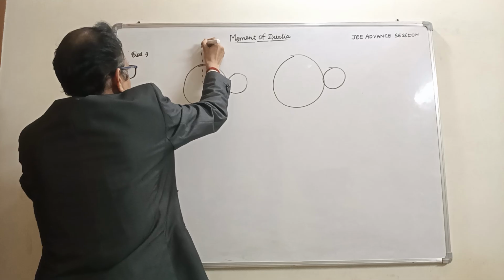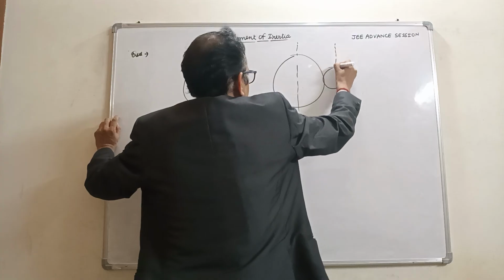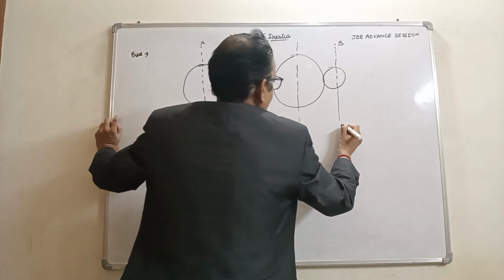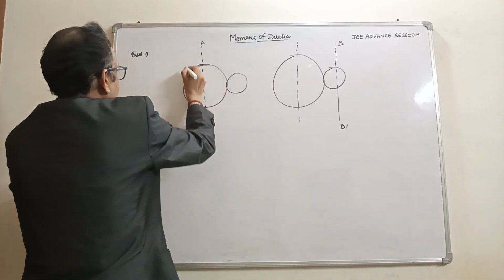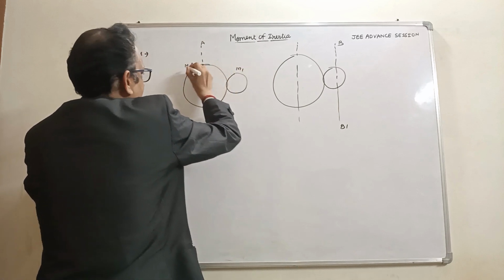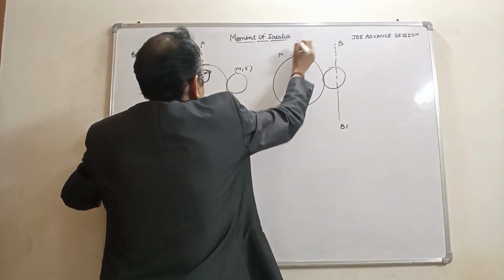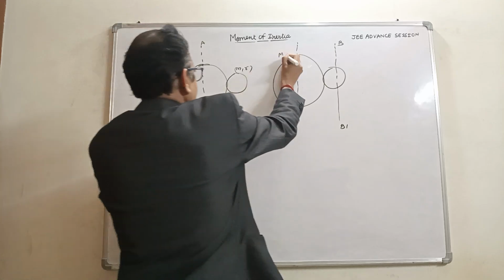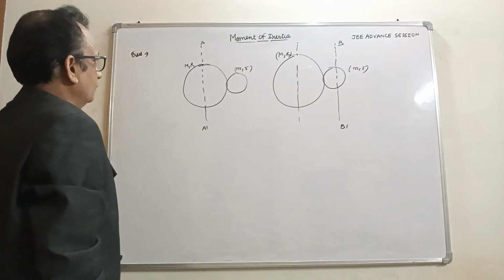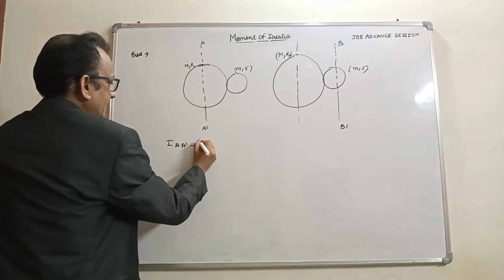This is, suppose, A axis, this is B axis, A dash and B dash. The mass of this sphere is m, and its radius is small r. This other sphere has mass capital M and radius capital R. So we have to find the moment of inertia I A dash minus I B dash.